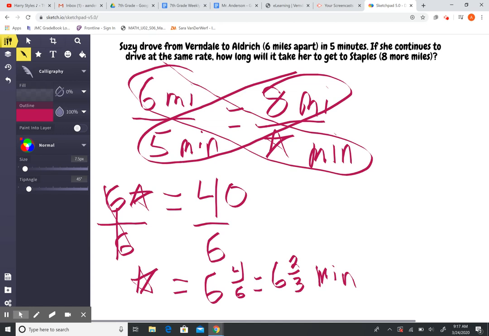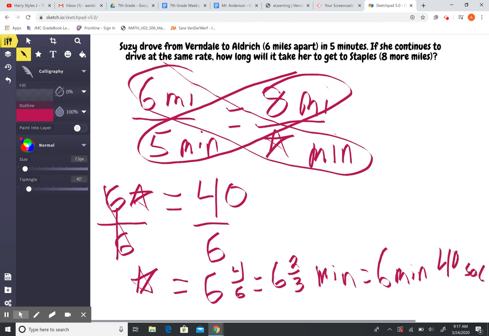Or I could convert it to minutes and seconds, which would be 6 minutes still. And then we have to think, how much is 2/3 of a minute? Well, if we think there are 60 seconds in a minute, so 1/3 of a minute would be however many times 3 goes into 60, which would be 20 seconds. So 2/3 of a minute would be 40 seconds. So 40 seconds.